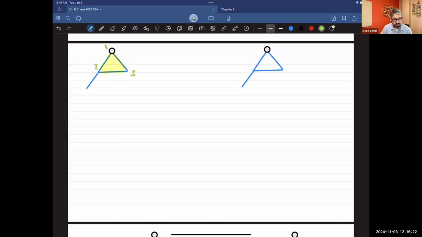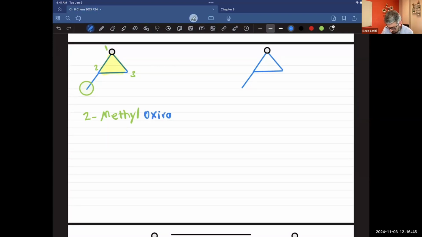1, 2, and 3. On the second carbon, I have a methyl, so I'm going to say 2-methyl. I have a substituent, that's a methyl, and it's sitting on the oxirane. So I go 2-methyloxirane. That's one way to name it. Another way to name it is to start from the left. I say 1, 2, 3.